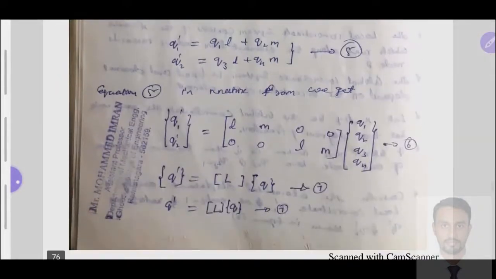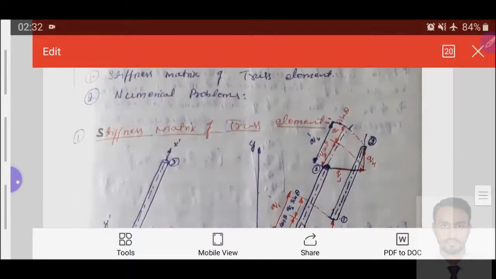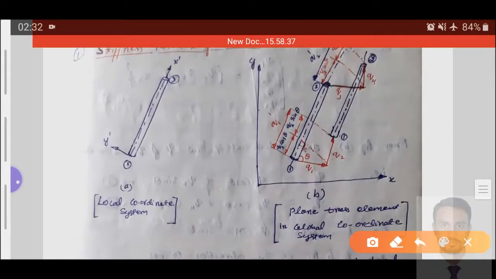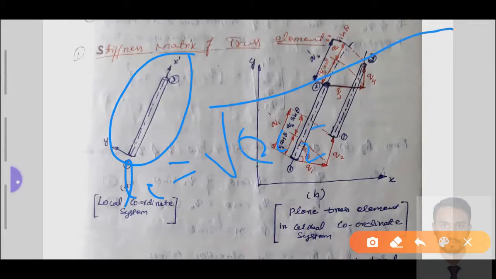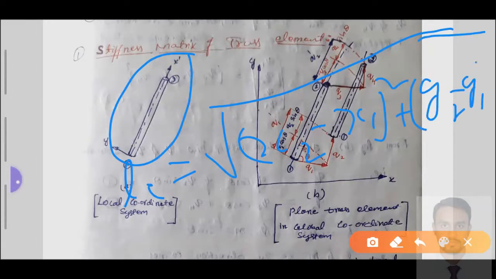Then the effective length of the element we can easily find with the help of the distance equation. What is the distance equation? LE is equal to the square root of (x2 minus x1) whole square plus (y2 minus y1) whole square. So this is the distance equation.